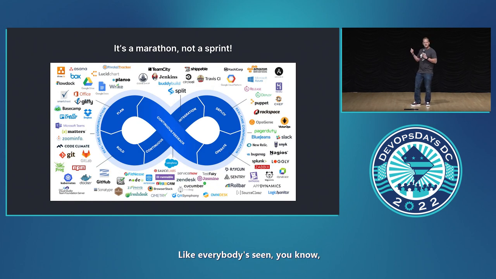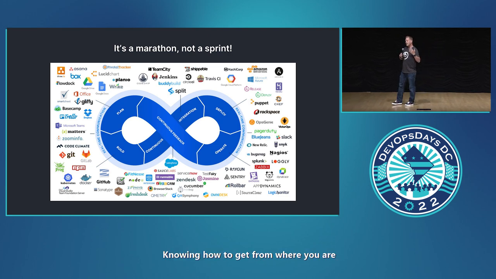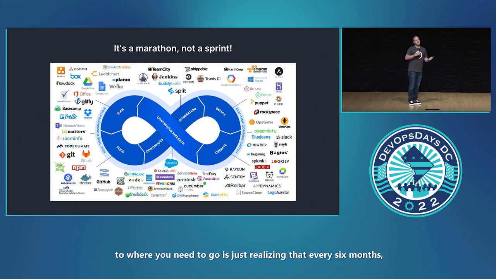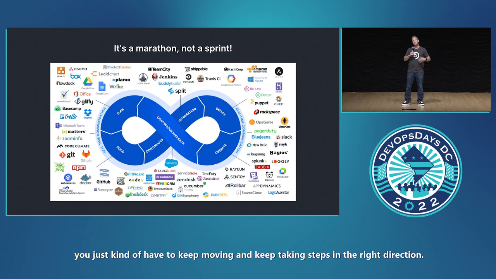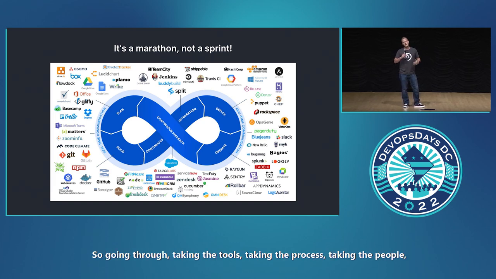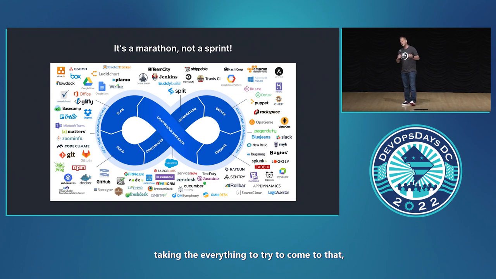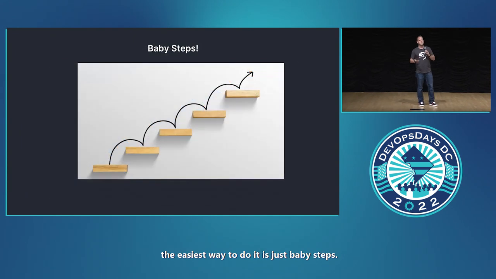Everybody's seen images like this. And some people may be there. Some people may not be there. Knowing how to get from where you are to where you need to go is just realizing that every 6 months, that picture is going to change. There's going to be new logos. You just kind of have to keep moving and keep taking steps in the right direction. So going through, taking the tools, taking the process, taking the people, taking the everything to try to come to that, the easiest way to do it is just baby steps.